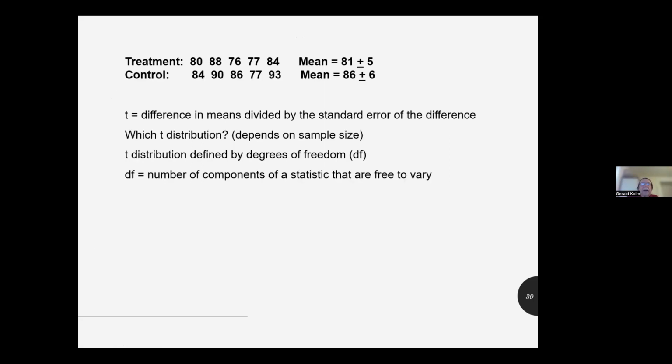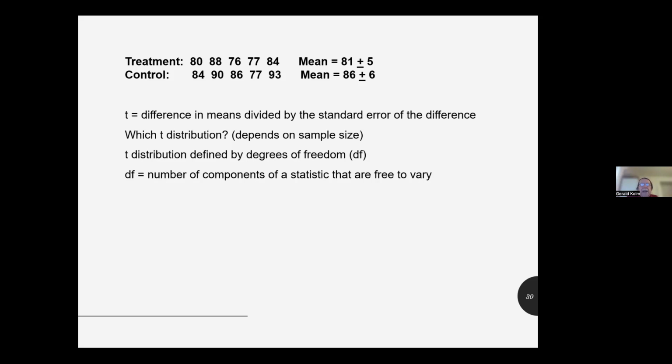So in my example here of a treatment and control group, where the means are 81 and 86, and the standard deviations are 5 for the treatment group and 6 for the control group, we want to calculate a t-statistic. We're going to do just a t-test for means here. And so which t-distribution do we use?